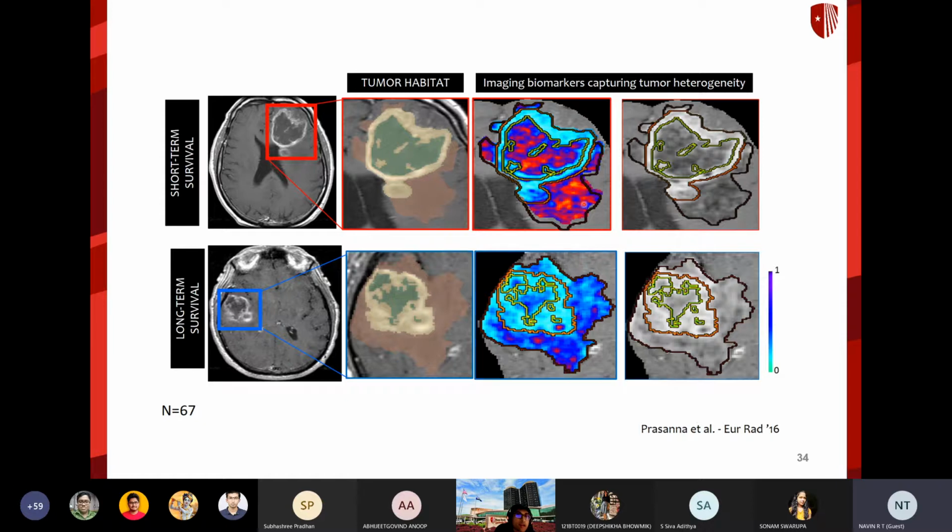Now we can see that there's a higher expression of these features in the peritumoral zone, also in the inner necrotic core, as compared to the contrast enhancing zone. So what this tells you is there is a prognostic signal, not just inside the tumor, but also outside the tumor, which can be appreciated using different mathematical descriptors of imaging heterogeneity.